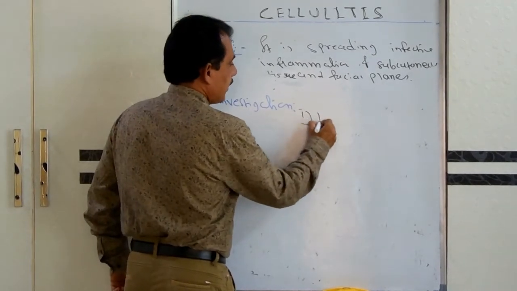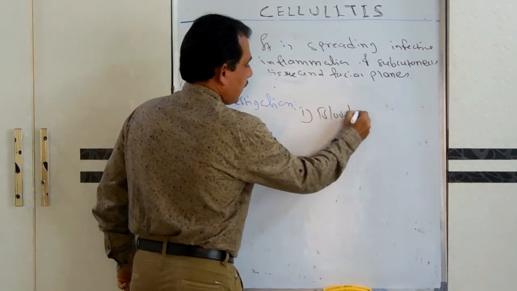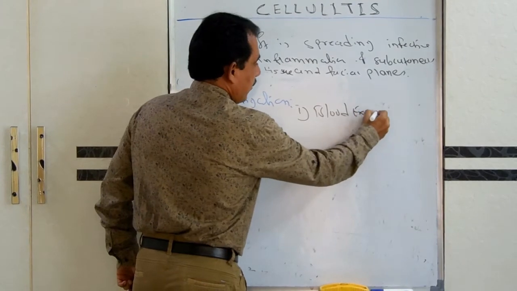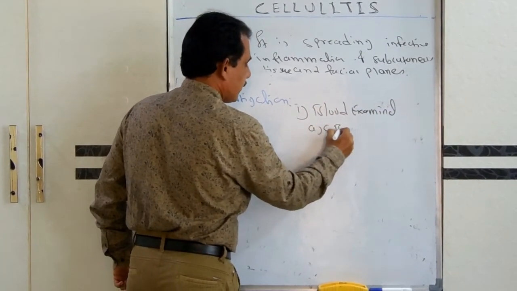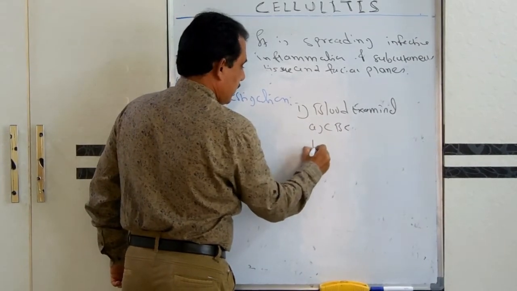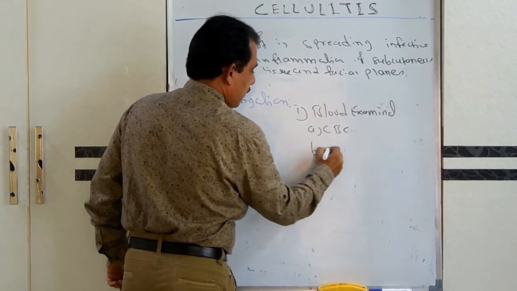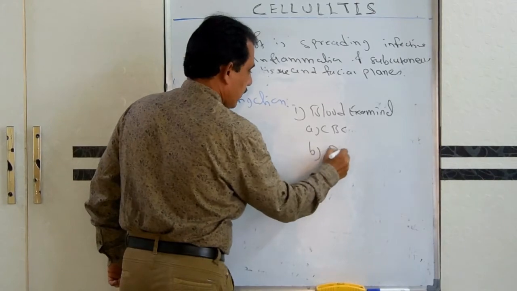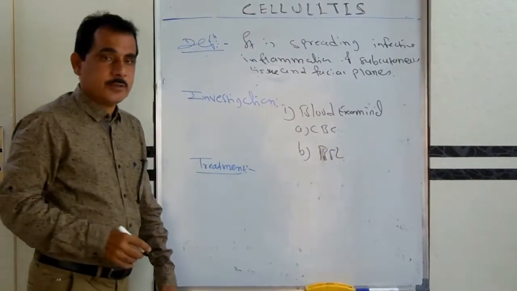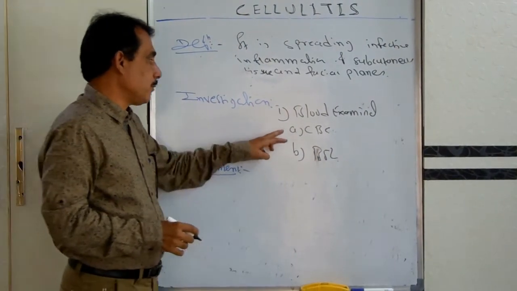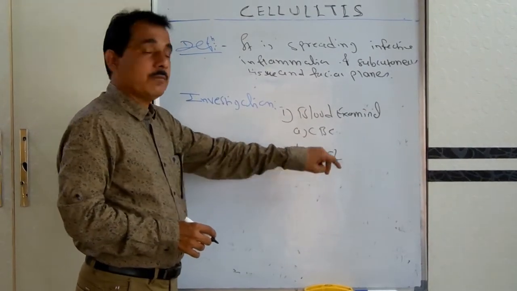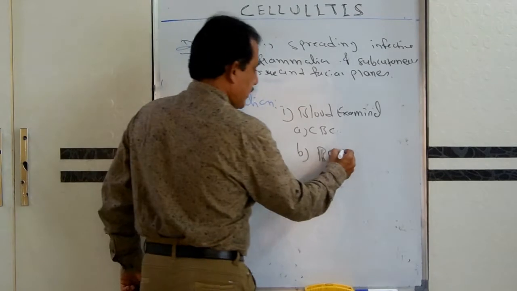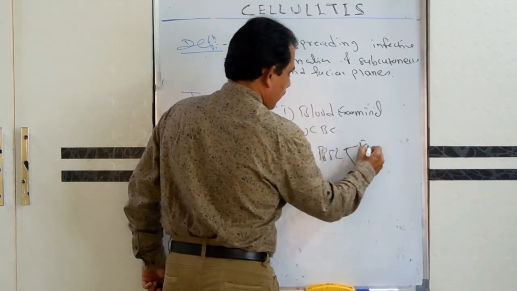Investigations. The blood examination for CBC and for BSL, blood sugar level, should be carried out. Two blood examinations: CBC, the blood cell count, and the blood sugar level, both fasting as well as post meal.